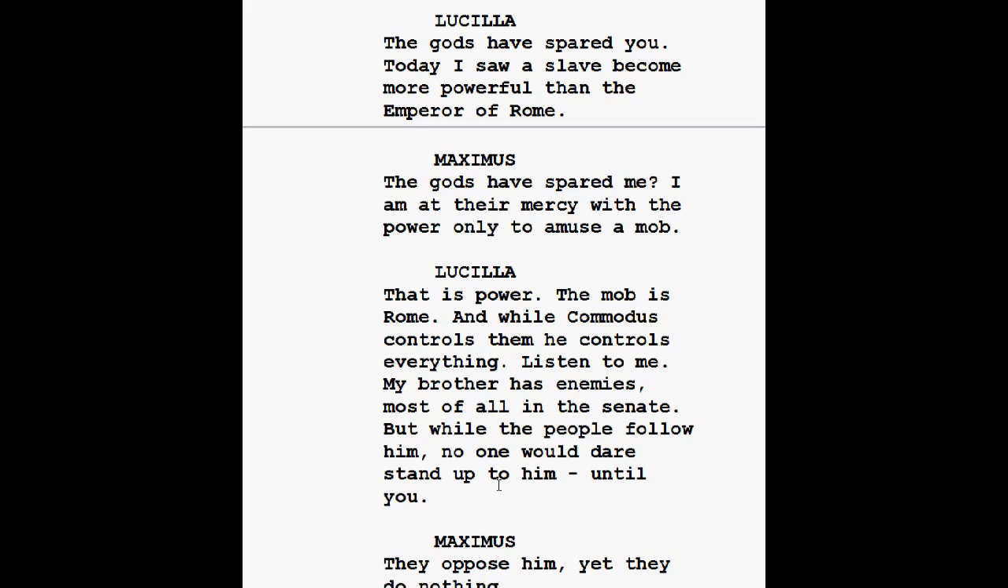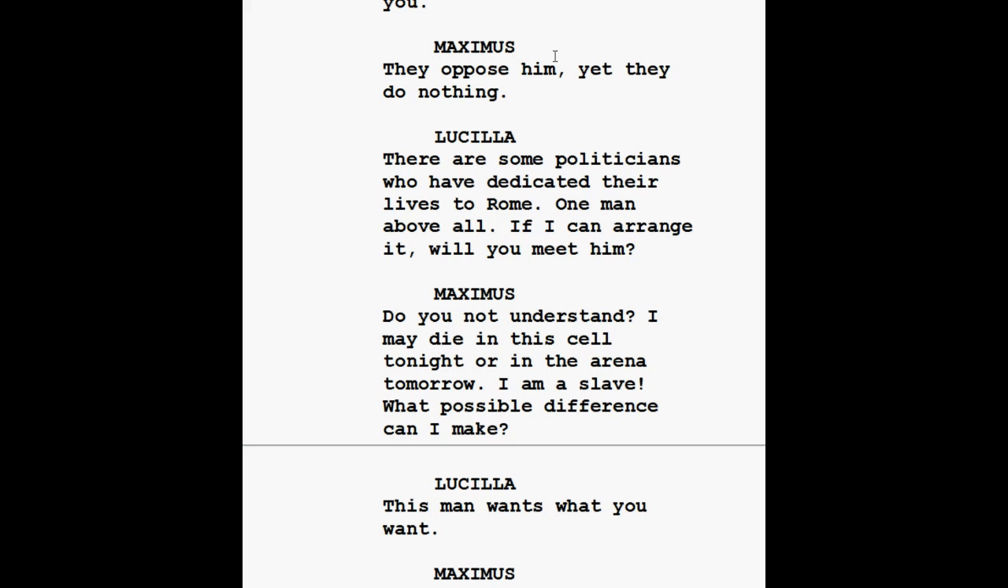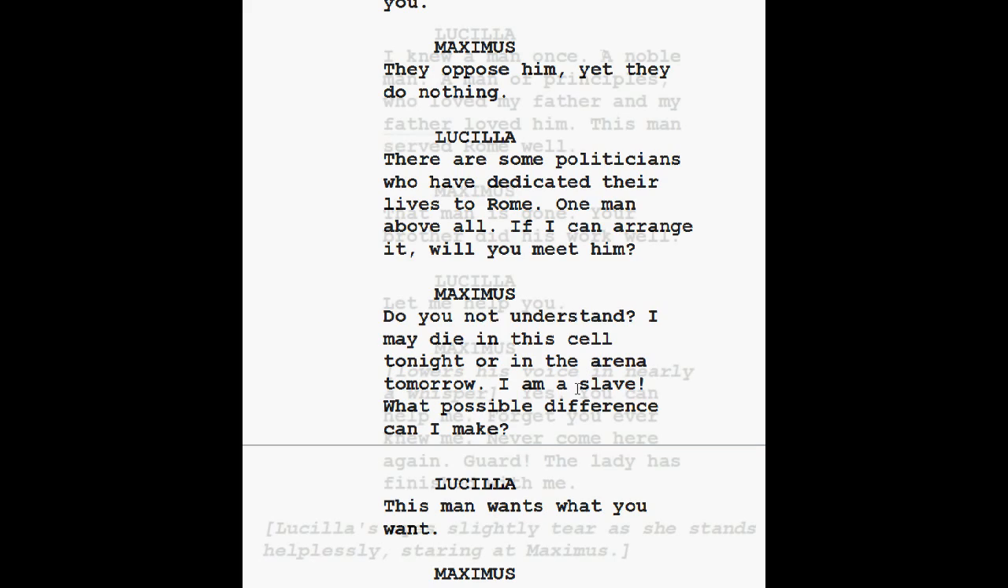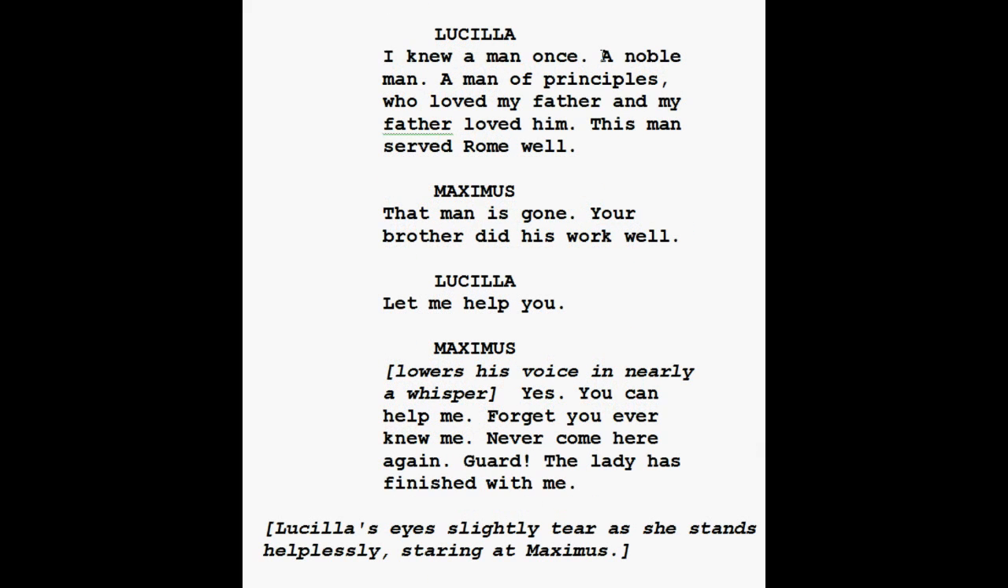But then let's look at the end. "They oppose him, yet they do nothing." "There's some politicians who dedicated their lives to Rome. One man above all. If I can arrange it, will you meet with him?" And this is where Maximus is kind of being a victim. He's kind of not ready to be the hero.